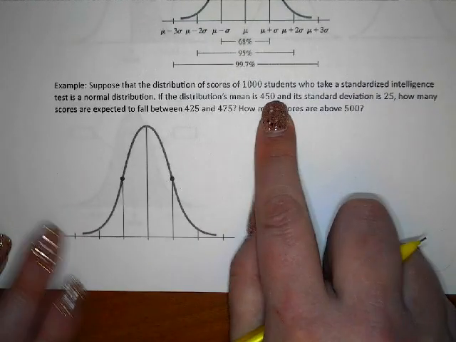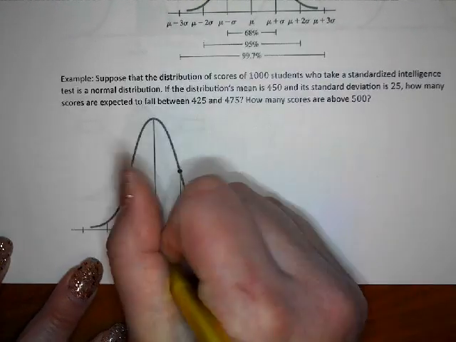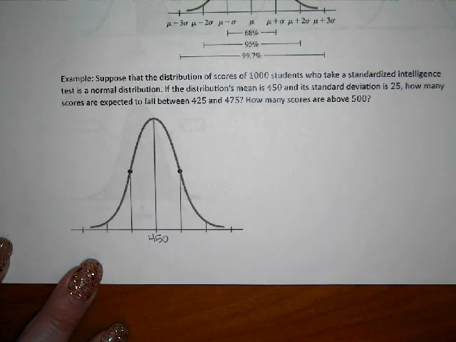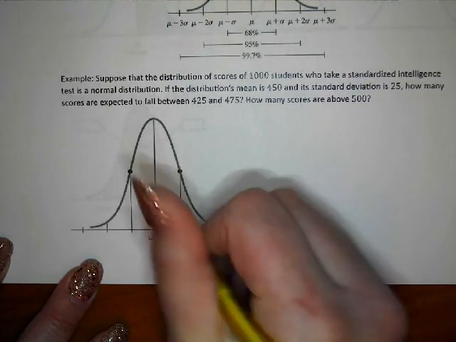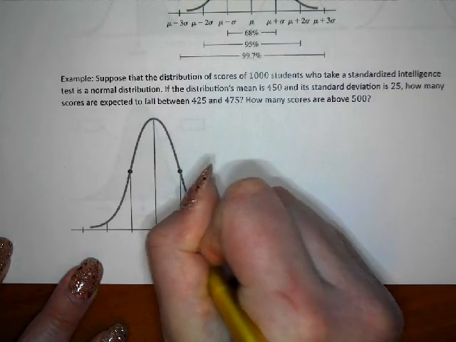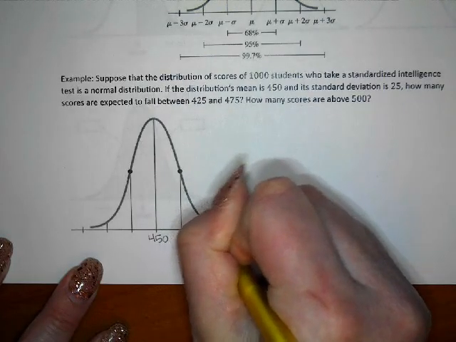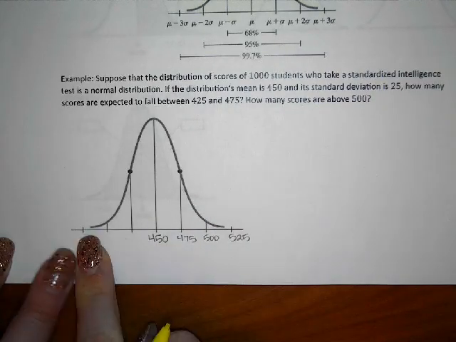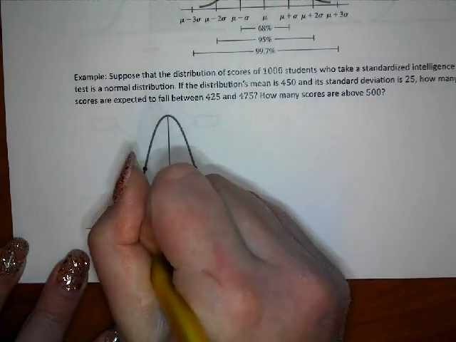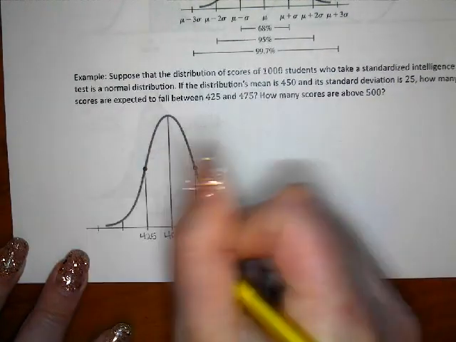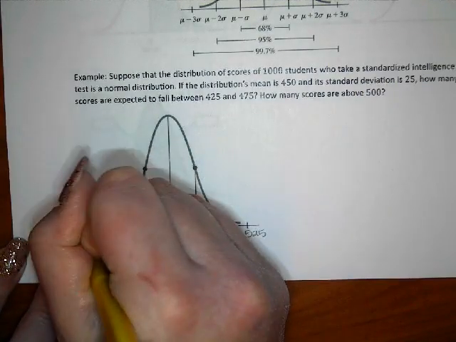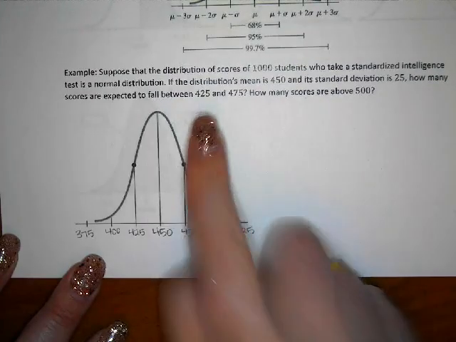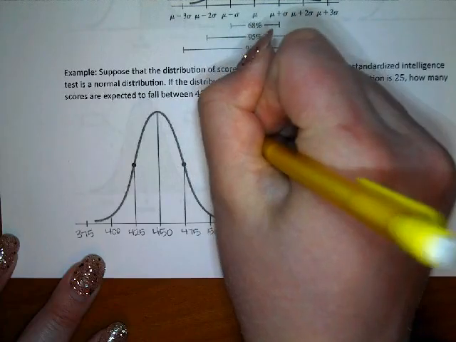So the first thing I'm going to do is take the mean and label that right in the middle, so 450, and then the standard deviation is 25 points above and below that. So I'm going to add 25, 475, add another 25, 500, add another 25, 525. And then I'm going to do the same thing, but going backwards: 425, 400, 375.